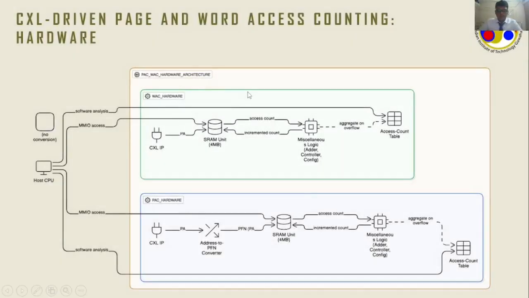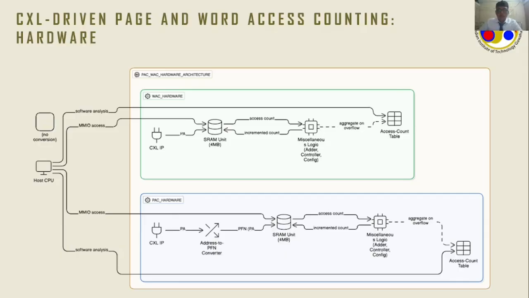Hello everyone. Before delving into CXL-driven page and word access counting, first let's go through a few limitations of the current system. It has been challenging to precisely determine the number of accesses to every page and word with the help of the current commodity systems. For example, Intel PEBS can sample only 1 out of 100 addresses at most.